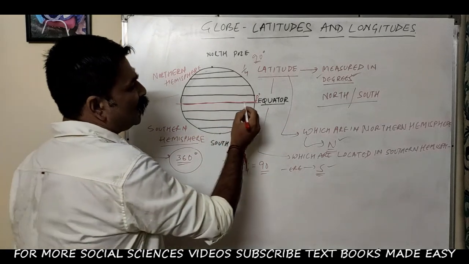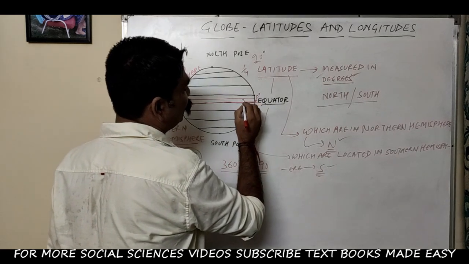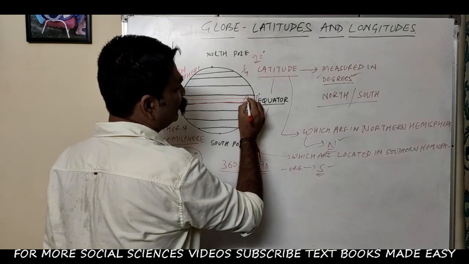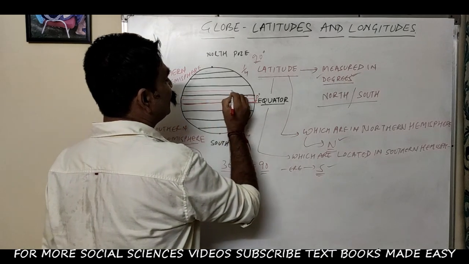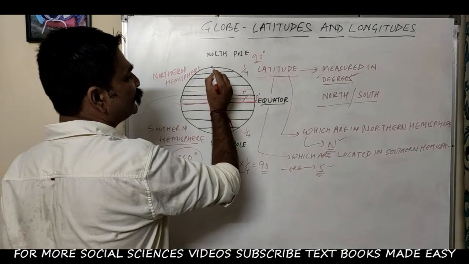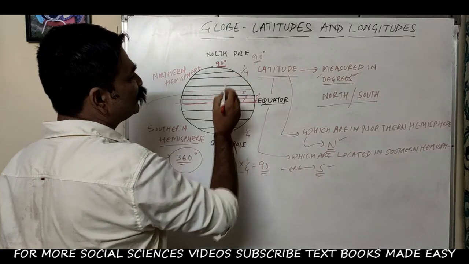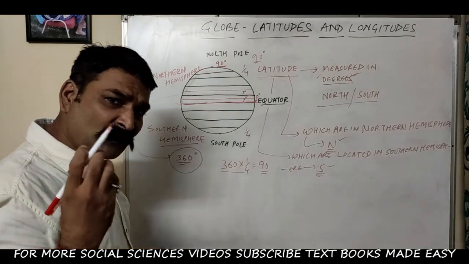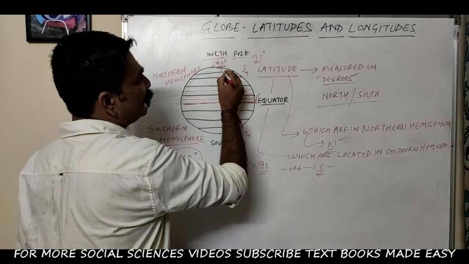Okay, so after the equator, the next line which is parallel to the equator will be 1 degree. The next line will be 2 degree. The next line will be 3 degree, and so on. It will continue, and when we reach this point, it will be 90 degree. So the point, or you can say the smallest latitude, which is at the North Pole will be 90 degree.